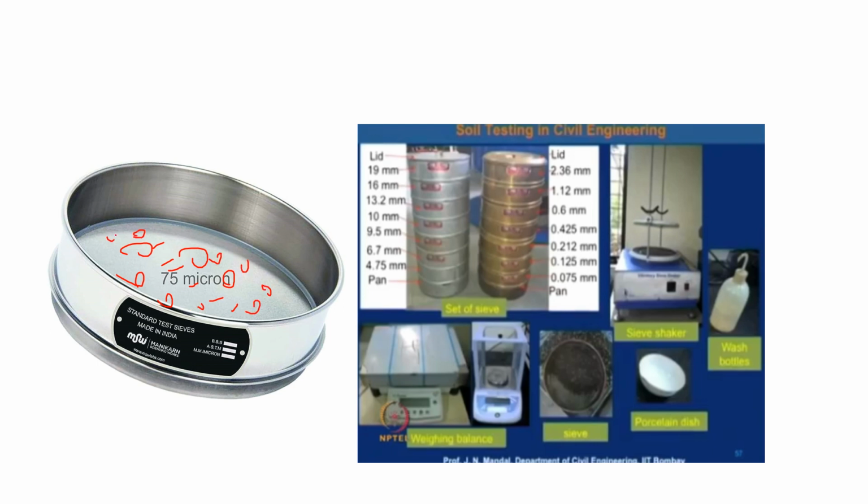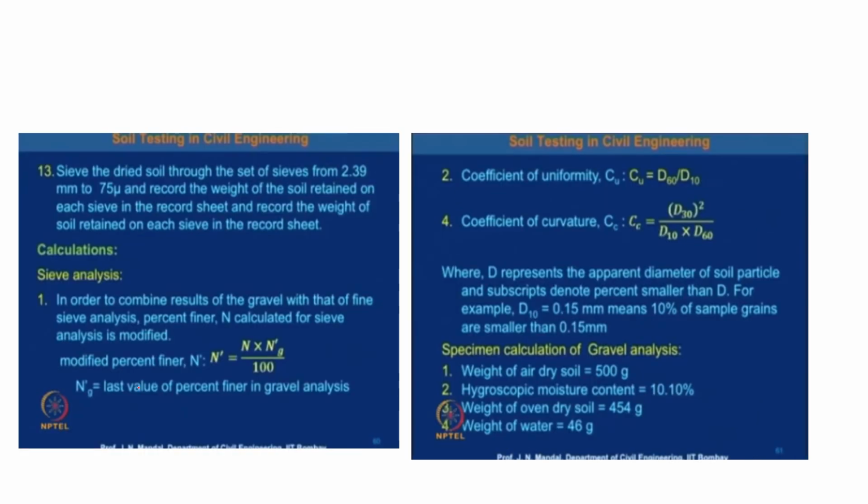I have oven dried soil, and now I am placing it in the top most sieve. Then it will be subjected to shaking. We place this entire sieve set in a sieve shaker, and after 5 minutes we remove it. We measure the weight of particles retained in each sieve. At each sieve you will have some particles retained, and you have to measure the weight.